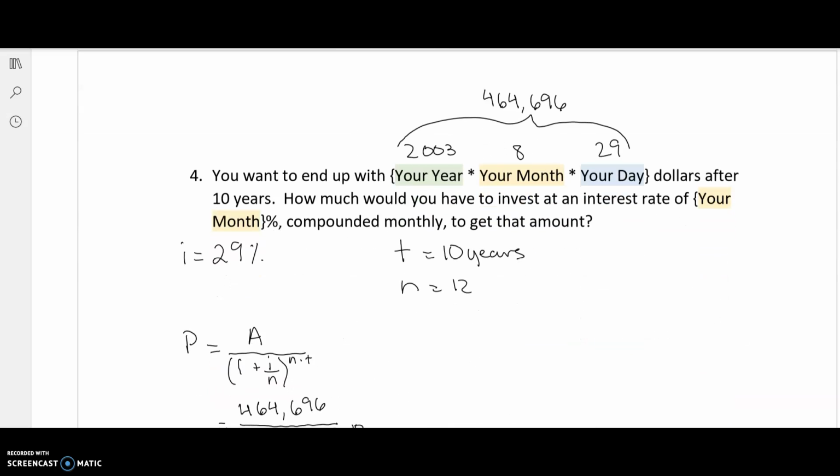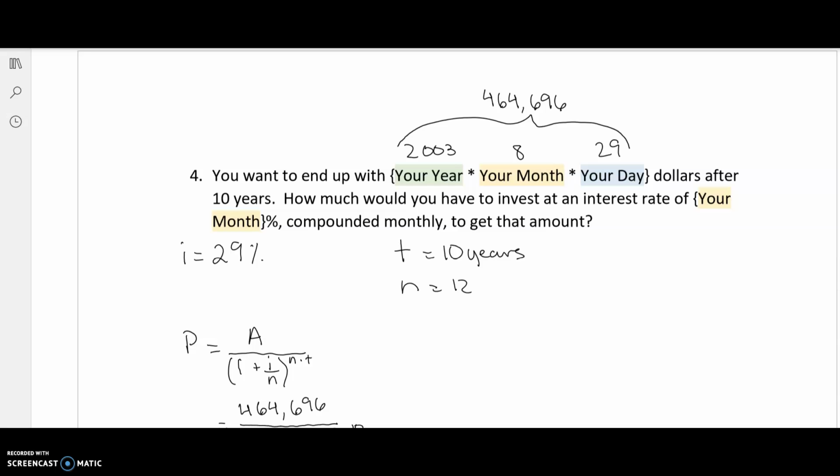So this question asks me to basically multiply my year, my month, and my day. So I'm going to be multiplying 2003 times 8 times 29, and I'm going to get $464,696. So that's the amount that I'm going to have after 10 years. So it asked me how much would I have to invest at an interest rate of my month percent. So again, my I value is going to be equal to 29%, compounded monthly to get that amount.